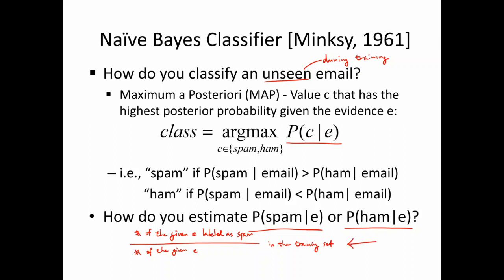And as you would expect, this is not a good approach, because it's very unlikely that the email we're trying to classify appears in the training set at all. So it's just 0 over 0. So we need a better approach.